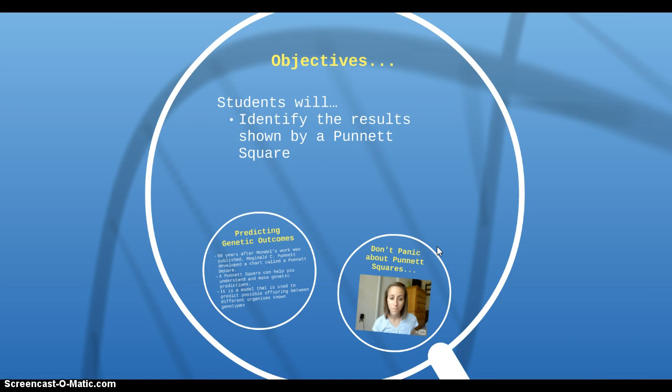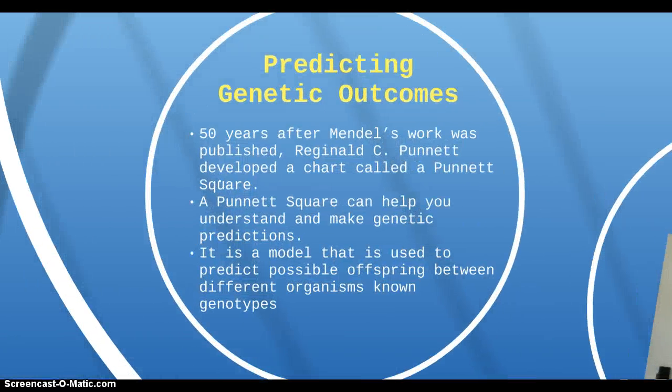Okay, so our objective for this whole lesson is going to be identifying the results shown by a Punnett square. You did some reading in your textbook. You might know a little bit about Gregor Mendel, and I have another video for him coming up. You may have read a little bit about Punnett squares and Reginald Punnett. But we're going to go into a little bit more detail.